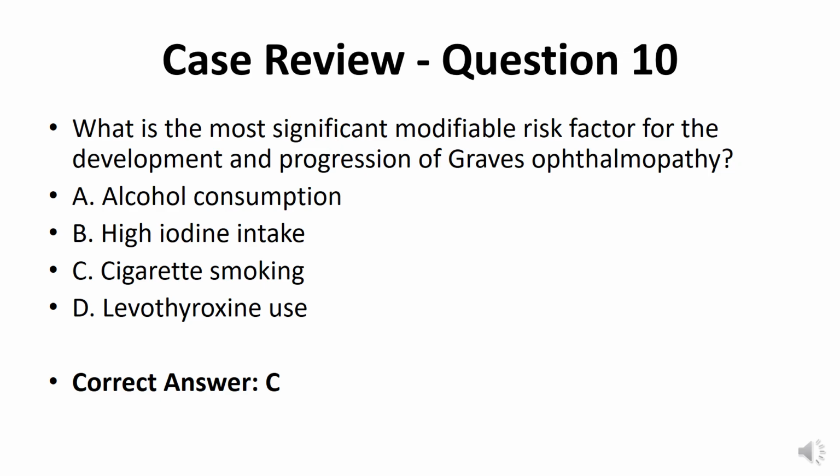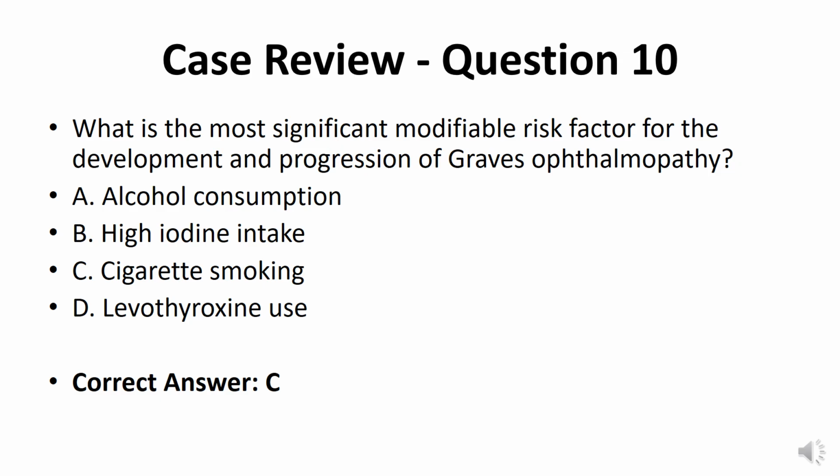Another important clinical point involves radioactive iodine therapy. In some patients, radioactive iodine treatment for Graves' hyperthyroidism can temporarily worsen ophthalmopathy, especially in smokers. Because of this, clinicians may sometimes use glucocorticoids prophylactically in high-risk patients undergoing radioactive iodine treatment.